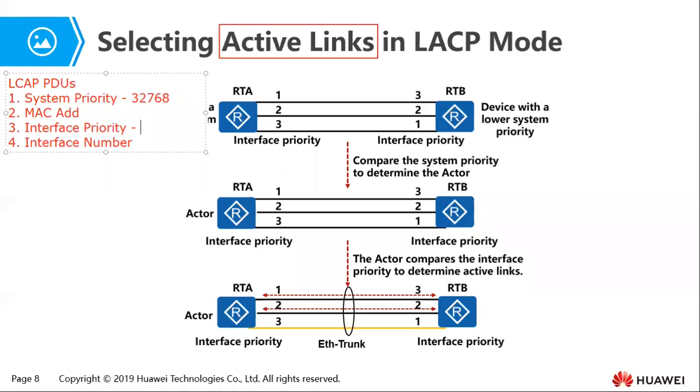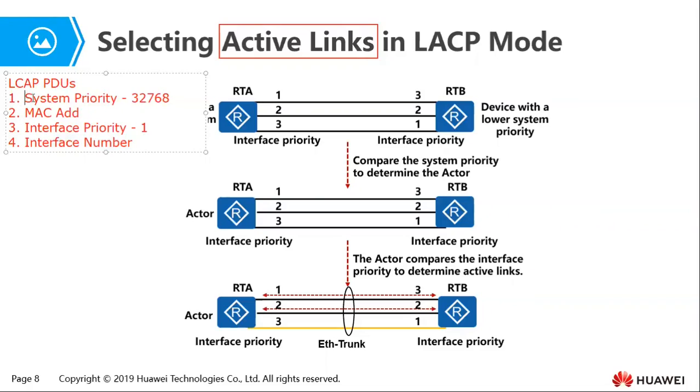Do we have a default? I think we have a default, and I think it's 1, but I'll confirm that in the coming slide. But I think the default interface priority is 1. So we also have the MAC address, which is just the MAC address of that particular switch. Then the interface number is the number of that interface. For example, this is G0/0/1, this is G0/0/2. So 001, 002, 003 is what you're referring to as the interface number.